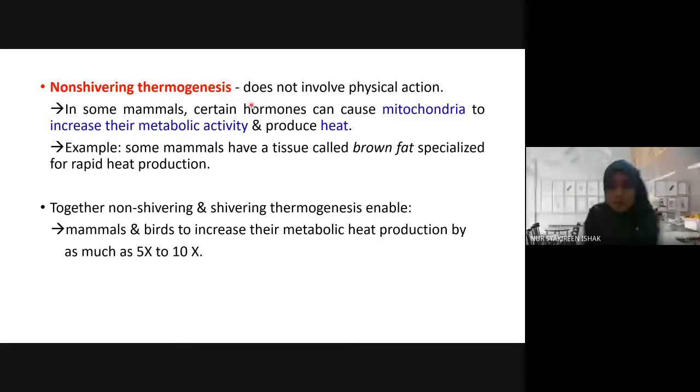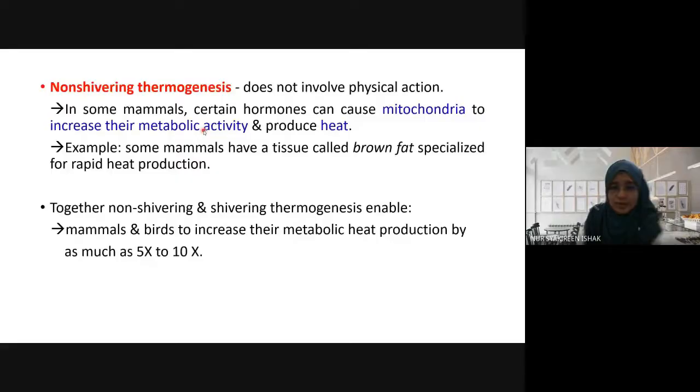Okay. So together, non-shivering and shivering thermogenesis enable mammals and birds to increase their metabolic heat production by as much as 5 times to 10 times. Okay, so ingat ya, thermogenesis, muscle contraction, increase muscle contraction, shivering for example. Non-shivering involves the function of mitochondria, okay, to produce heat through metabolic activity.